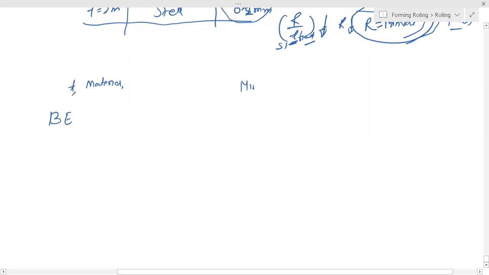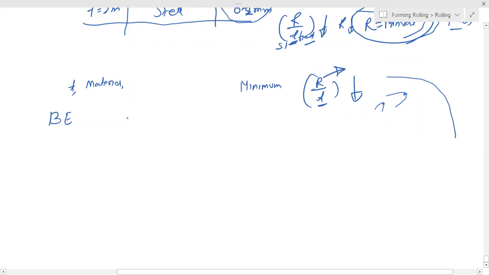We are interested in minimum bend radius only. That's why R by T we are decreasing, because R we have to decrease. Maximum there is no issue. Maximum, what is the issue? We are interested in minimum. That's why we are decreasing R, and T we are keeping constant.